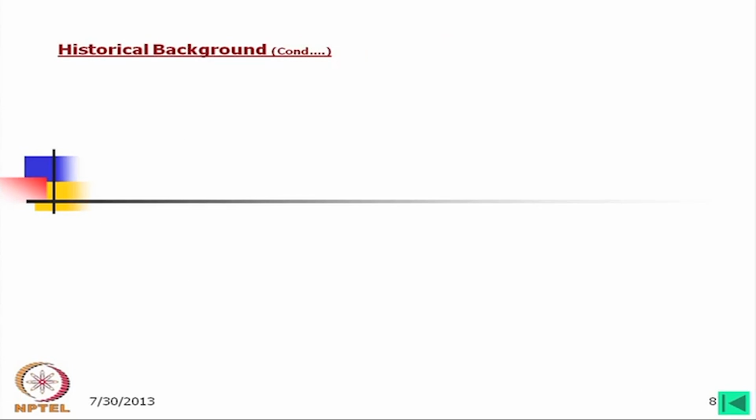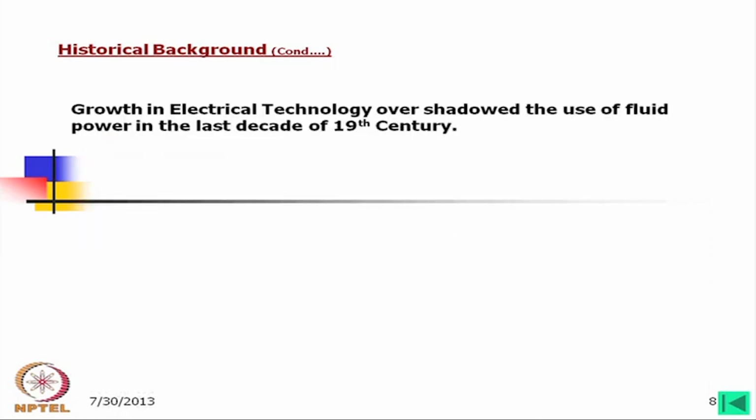Now, again we will go back to the historical background. Growth in electrical technology overshadowed the use of fluid power, which I have already mentioned, in the last decade of 19th century. This is 21st century. So, in the last decade of 19th century, that time electrical development was started, and then the fluid power was sitting back.